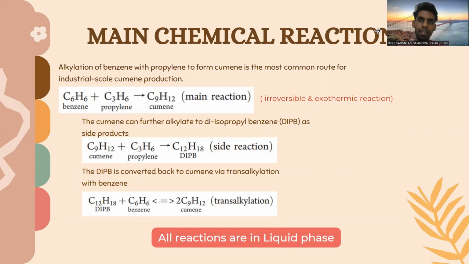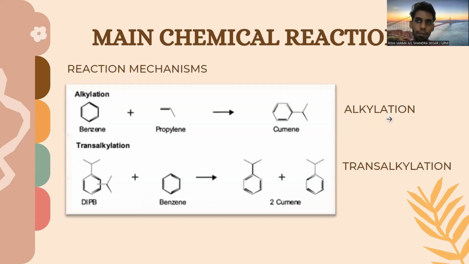Once cumene is produced, it can further alkylate to diisopropylbenzene, DIPB, as a side product. This will be the side reaction. So cumene will react with propylene to produce DIPB. Next, the final reaction will be the transalkylation reaction. So the unwanted diisopropylbenzene is converted back to cumene through transalkylation with benzene. All reactions occur in liquid phase. So these are the main chemical reaction mechanisms for alkylation and transalkylation.